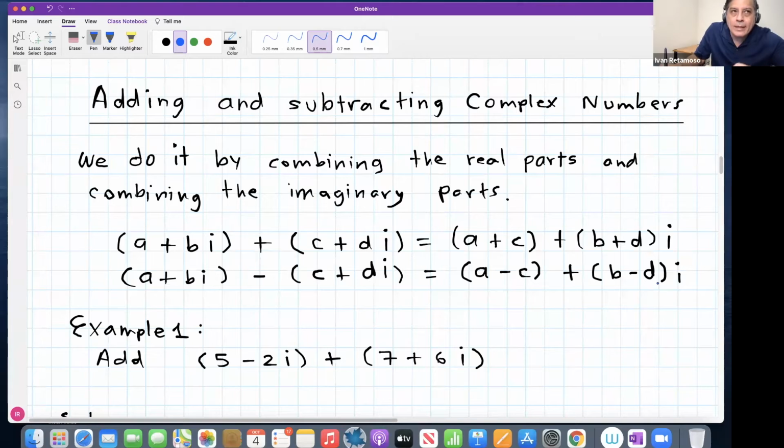Now, however, when adding or subtracting complex numbers, there is a nice alternative. I'm going to write it here, alternative.